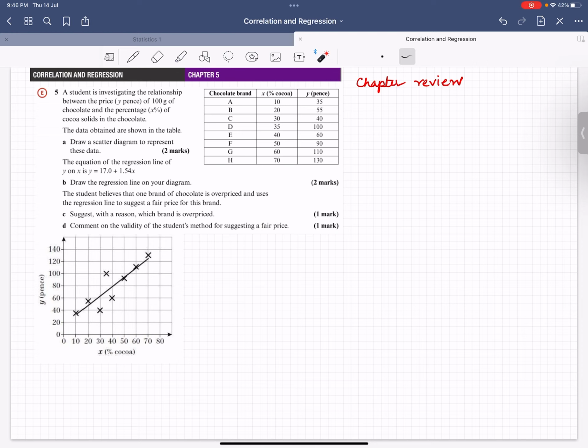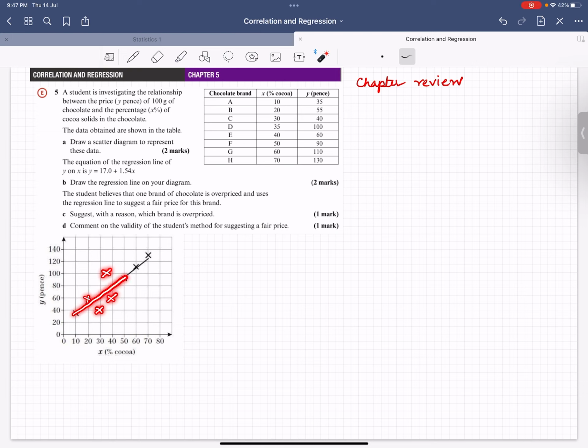The equation of the regression line of y on x is y equals 17 plus 1.54x. Draw the regression line on your diagram. So regression line is just like the line of best fit. And when we draw the line of best fit, we know that we try to place the line in such a way that it can cover maximum number of points, and if at all there are points above or below the line, we have to make sure that there are roughly equal number of points above or below the line.